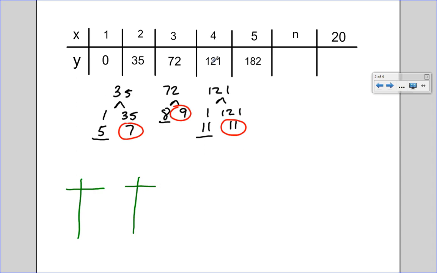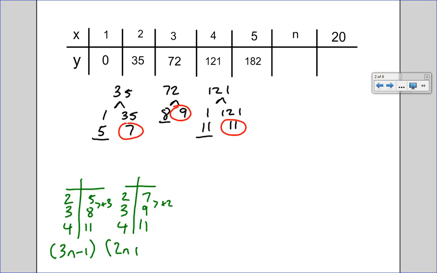35, 72, and 121, my x's corresponding were 2, 3, and 4. So 2, 3, and 4. These will be different depending on where you start with the y's. 5, 8, 11, 7, 9, 11. So this equation, let's see, my slope is up 3 each time. 3 times 2 is 6, minus 1 gives me 5. And my slope here is 2. 2 times 2 is 4, so 2n. And to get from 4 to 7, you add 3. So I'm going to do 3n minus 1 times 2n plus 3.